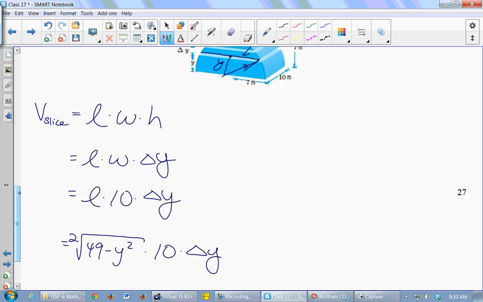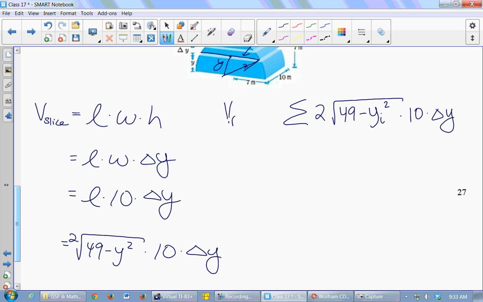All right, so now I got to add up all of my slices. So I'm going to sum 2 times the square root of 49 minus y sub i squared. So each y value we'll call y sub i, times 10 times delta y. And this is the volume of my region approximated, right? Using n slices to approximate it.